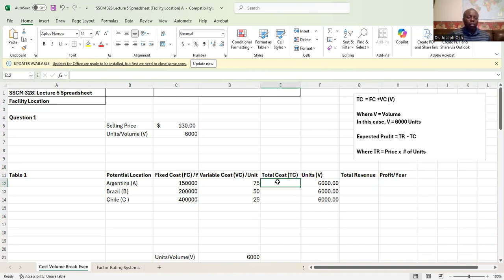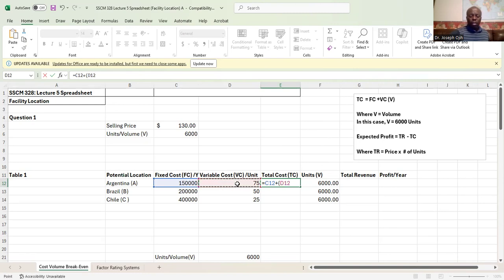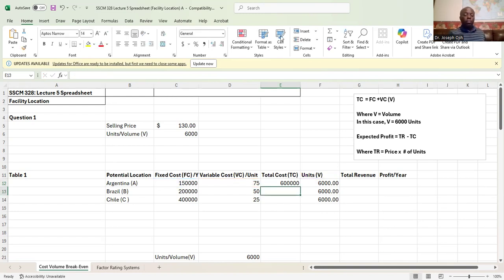The formula is fixed cost plus variable cost times volume. So you have fixed cost equal to the fixed cost for Argentina right here, plus variable cost, which is 75, times volume. Volume is 6,000 units. Close parenthesis, and then press the enter key. Then that gives us the total cost. Wait for the rest of them.